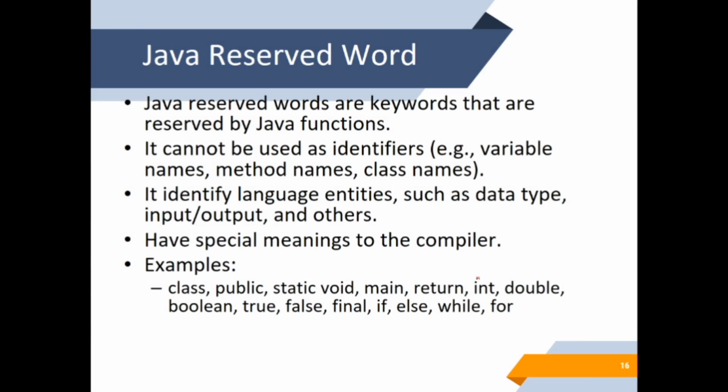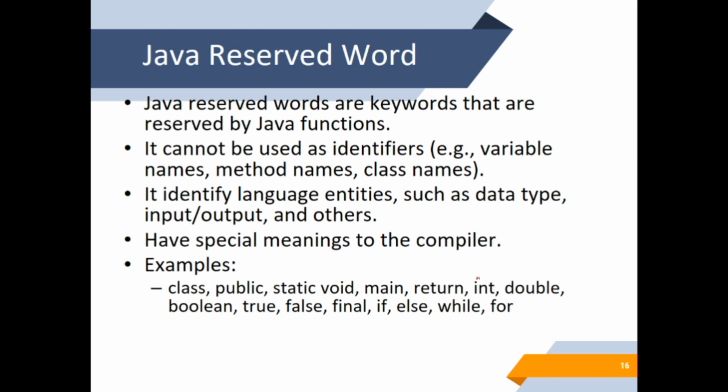Next is the Java reserved words. Java reserved words are keywords that are reserved by Java. They cannot be used as an identifier, a variable, a method name, or a class name. They identify language entities such as data type, input, output, and others, and they have a special meaning to the compiler. So we must ensure that we are not using a reserved word as a variable, or else the programming language will come out with an error.